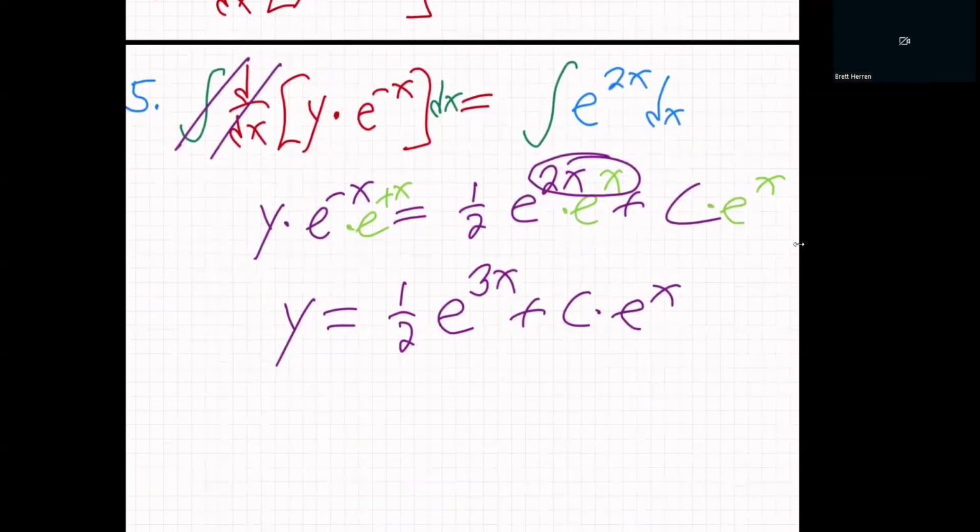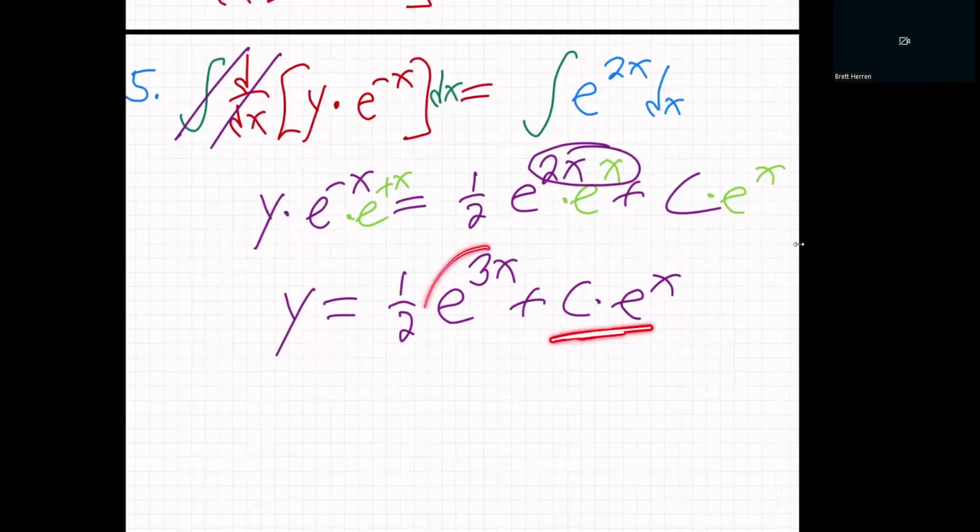Yeah, you can put that. You can write it like this, or you can factor the half out because it's a different constant. It'll take it either way. And so there we go.